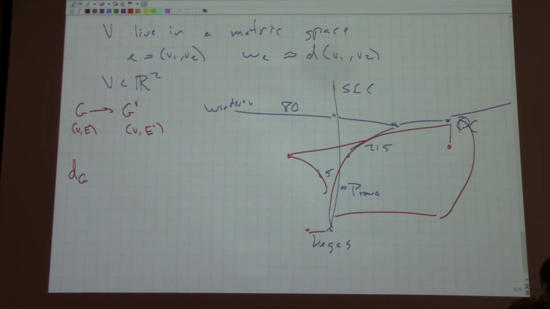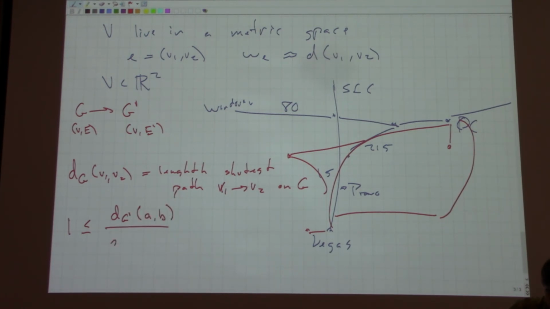So you have some distance on the graph between two vertices, vertex 1 and vertex 2, and this is essentially the length of the shortest path from V1 to V2 on G. Okay, so what I'm going to want is that G prime is going to now satisfy that 1 is less than the ratio of the distances, and it's often written, again, with the T parameter. This is going to be called a T spanner.